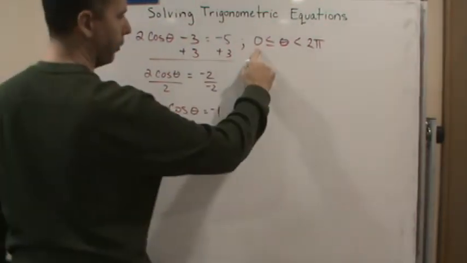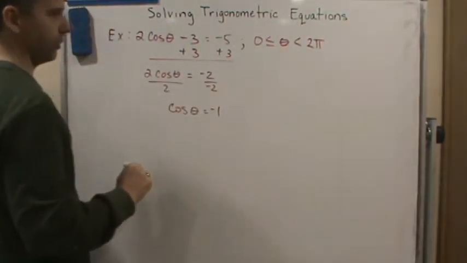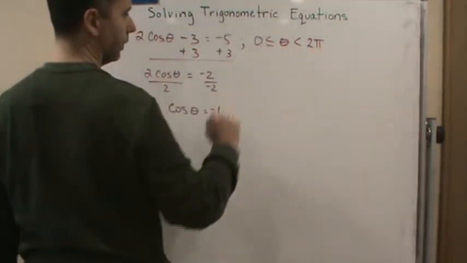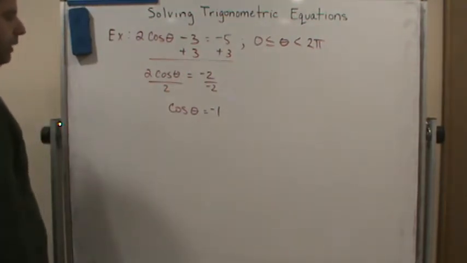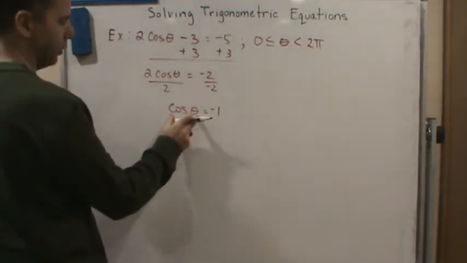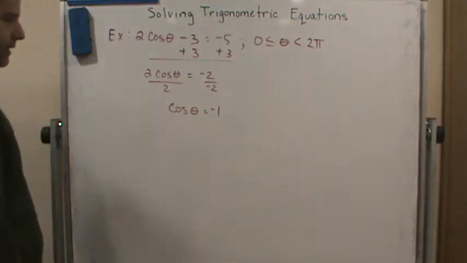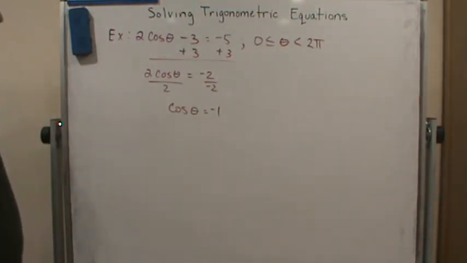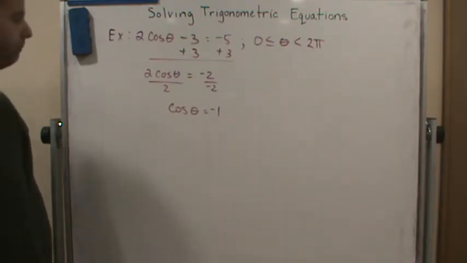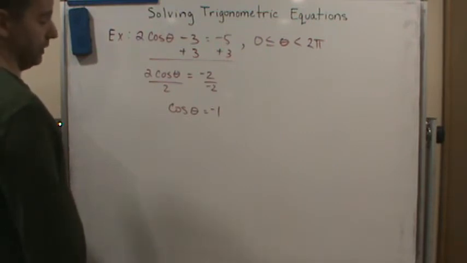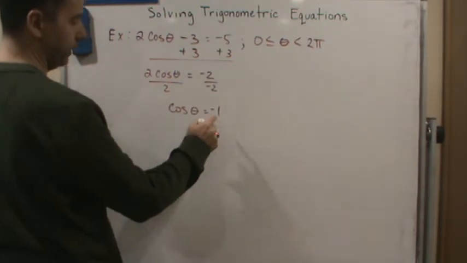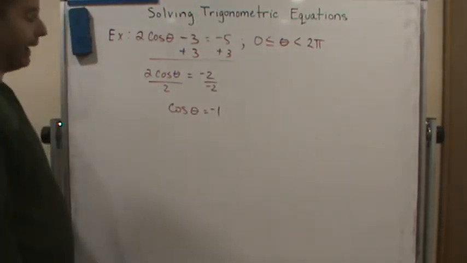And so now, notice the interval that we're on, so we're restricted to 0 inclusive to less than 2 pi. Okay? And so we want to know what angle has a cosine equal to negative 1. Well, there's only going to be 2 solutions, right? Well, actually no, there's going to be 1 solution in this case. Because cosine is only negative 1 at what angle?